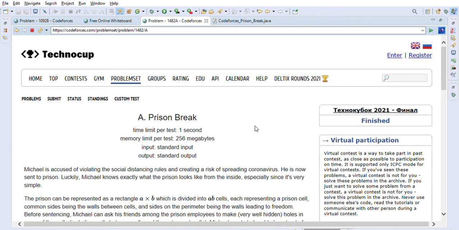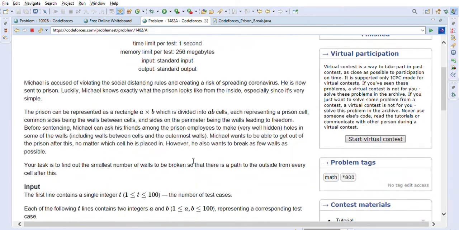So let's go through the prison break problem statement first. Michael is accused of violating the social distancing rules and creating a risk of spreading coronavirus. He is now sent to prison. Luckily, Michael knows exactly what the prison looks like from the inside, especially since it's very simple. The prison can be represented as a rectangle A by B, which is divided into AB cells, each representing a prison cell, common sides being the walls between cells and sides on the perimeter being the walls leading to freedom.